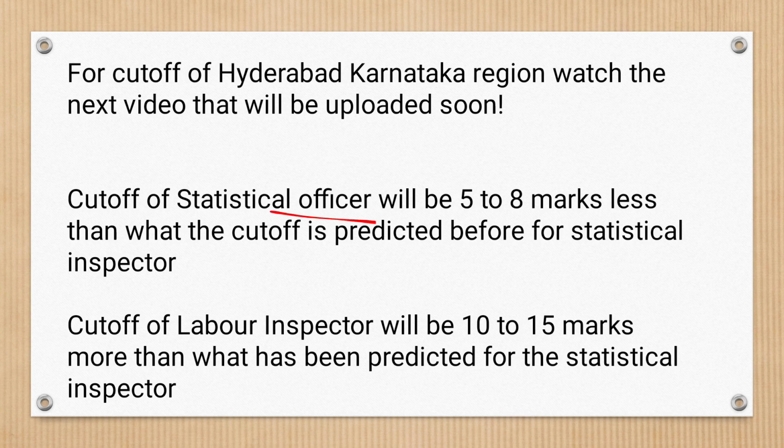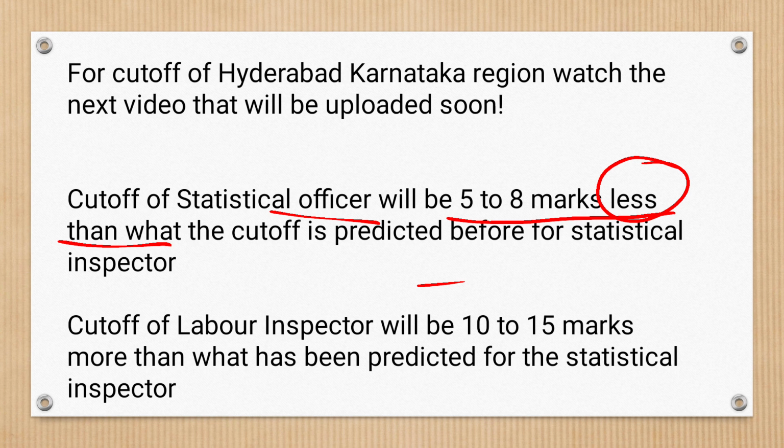Cutoff of statistical officer will be 5 to 8 marks less. Do remember it will be less. That is, whatever we have predicted for statistical inspector, in that please deduct 5 to 8 marks. That will be the cutoff for statistical officer. Because the number of vacancies are more and the candidates who have applied are less, and those who have appeared for the examinations are very less.